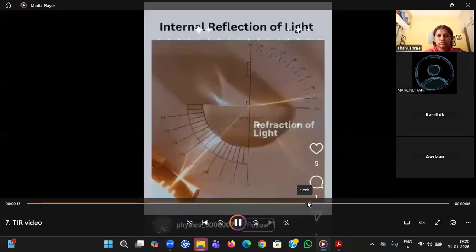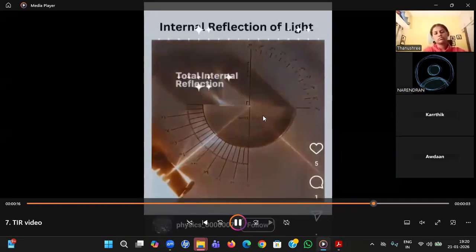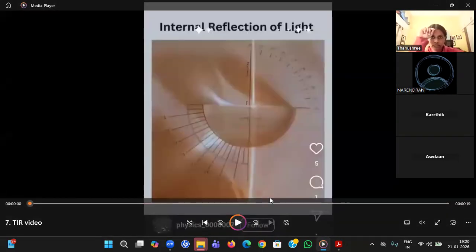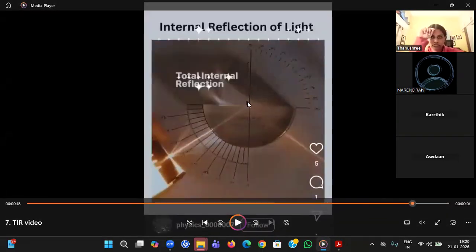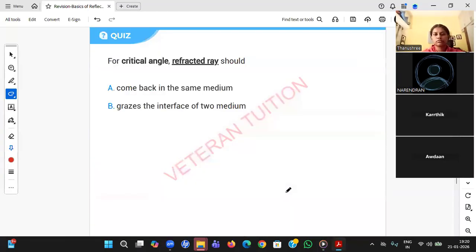You see here, up to here is the critical angle. Now if you still increase, all your light will be reflected back. This is total internal reflection. See, I still increase, students, and all your light has started reflecting back like this. So that is nothing but total internal reflection.